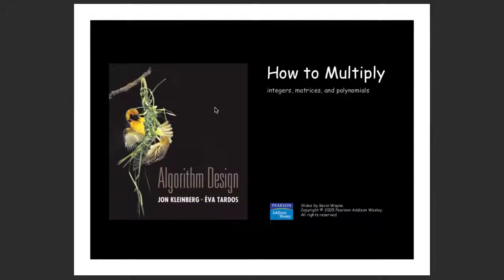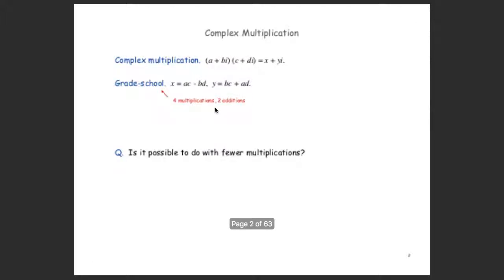Just for fun, as other examples, there is a cool series of algorithms about multiplication. If you're multiplying complex numbers, a plus bi and c plus di, you end up doing it with 4 multiplications and 2 additions.